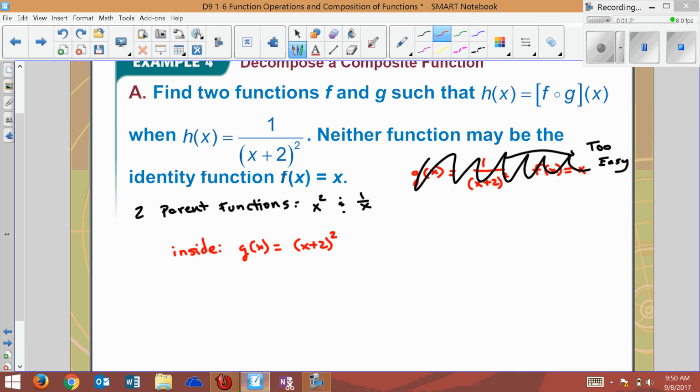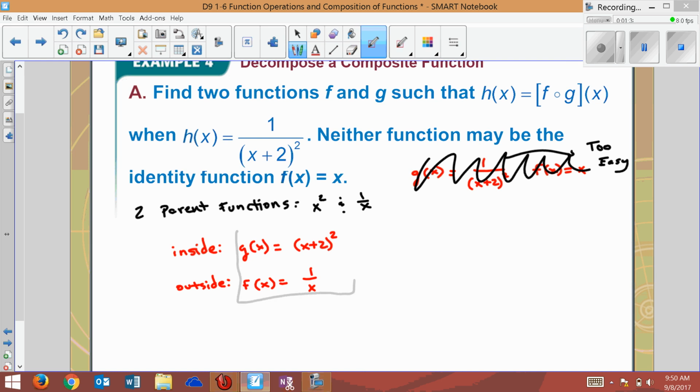The outside is going to be my other equation. That's f of x. And what parent function do we say is on the outside? It's the reciprocal. That is how you could decompose and get two functions such that if you plug in g inside of f, you would get that equation, h of x.